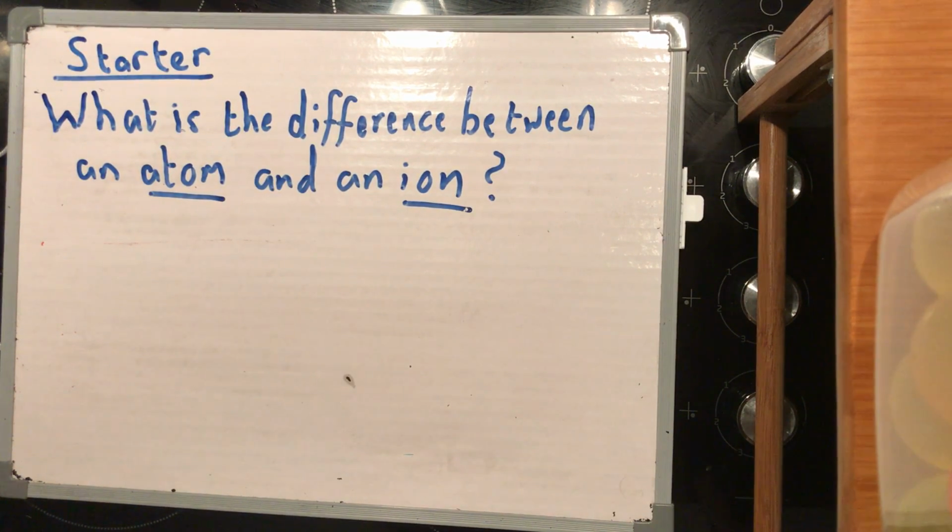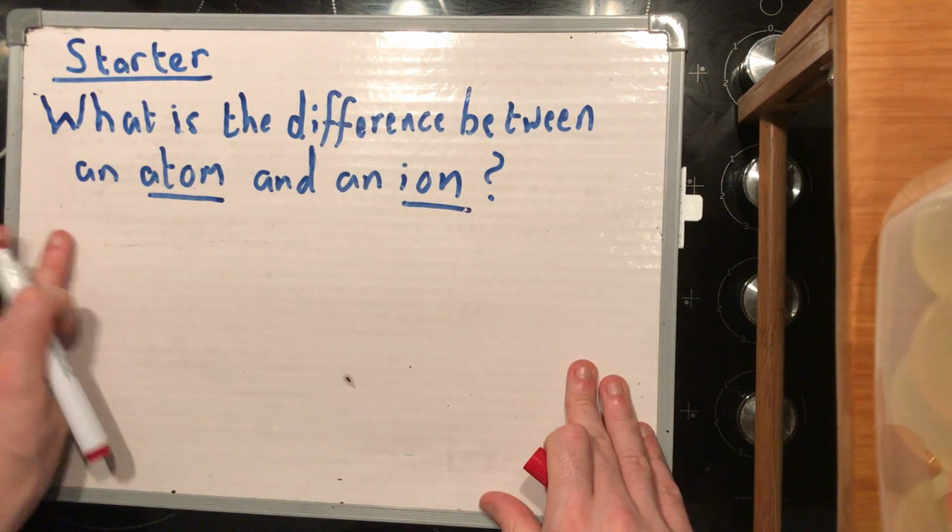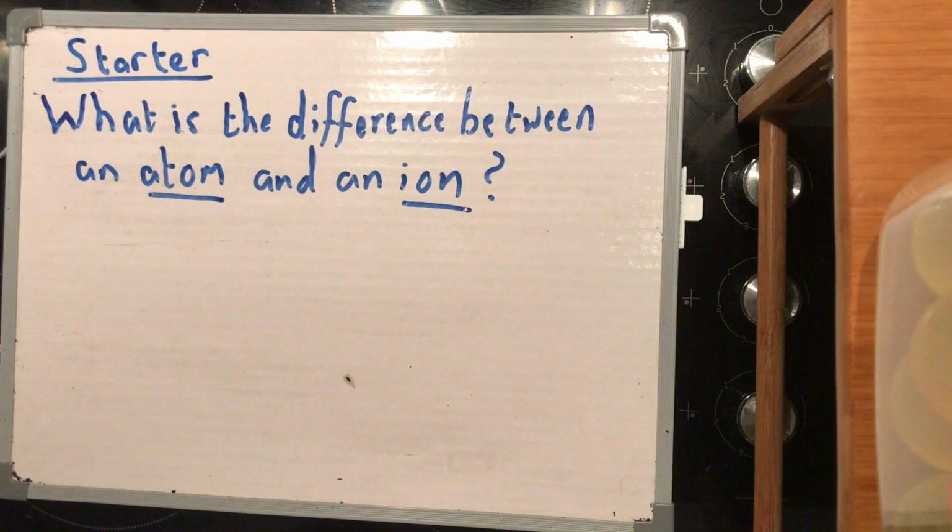So, the question I posed to you during the main video, which you will hopefully have answered: what is the difference between an atom and an ion? Well, the main difference is very simple, actually, but there's a lot of underlying things going on.